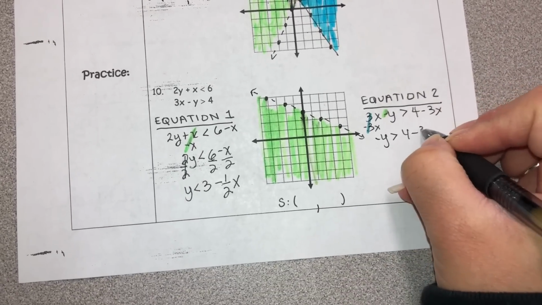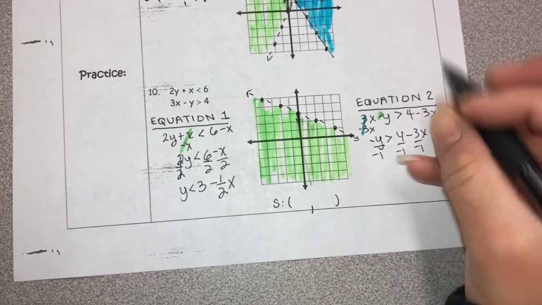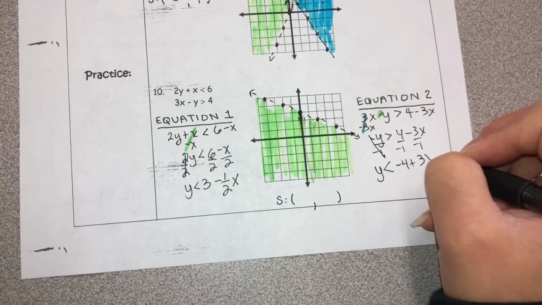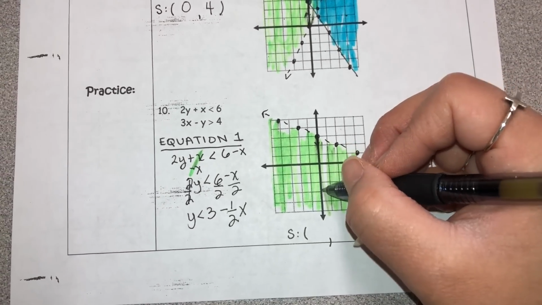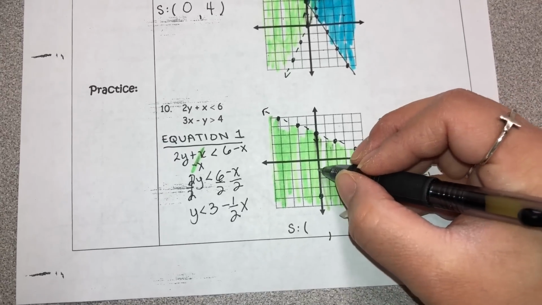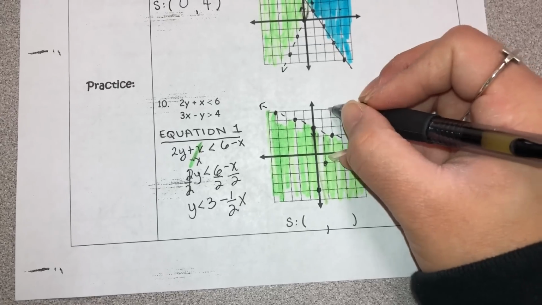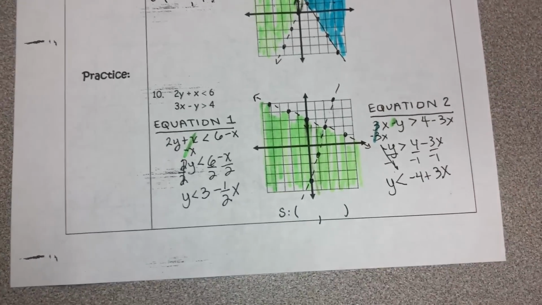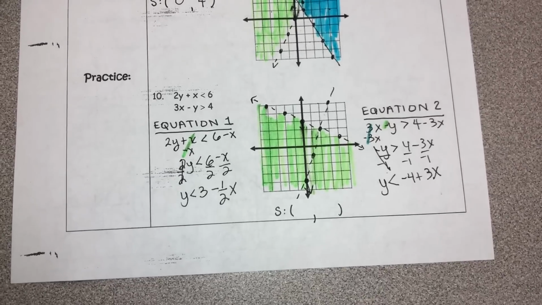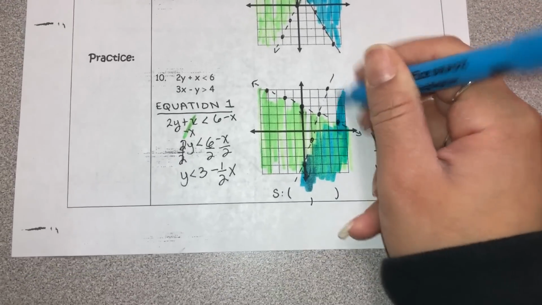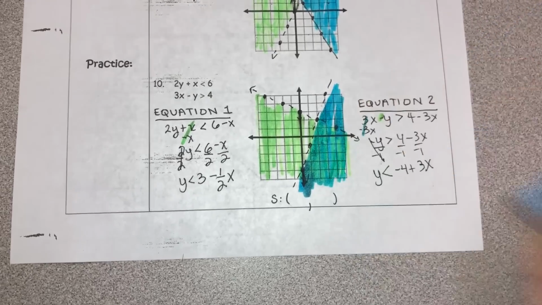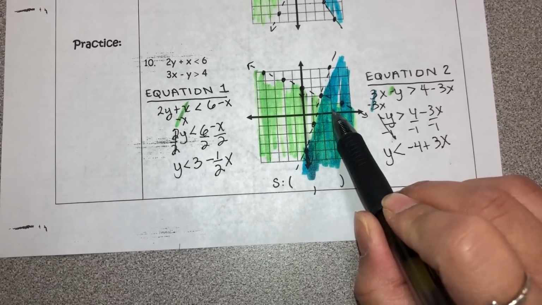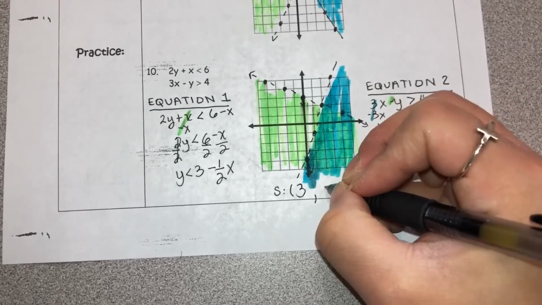Negative y is greater than 4 minus 3x, and divide everybody by a negative 1. So y now is less than negative 4, negative a negative, positive 3x. So my y-intercept is negative 4, and my slope is a positive 3. So up 3, right 1, up 3, right 1, up 3, right 1. And it's a dashed line as well, and it's a less than. So if I stand here, less is down. So my solutions are going to be found right here on the blue and the green area. So I can put 1, 2, 3, 1, 2, 3, 3, negative 3.